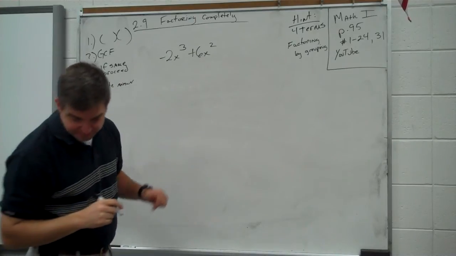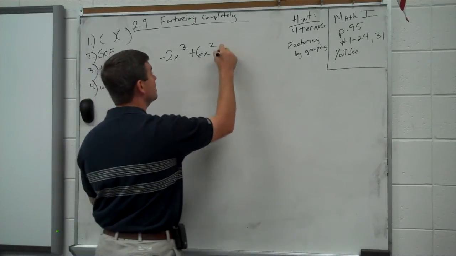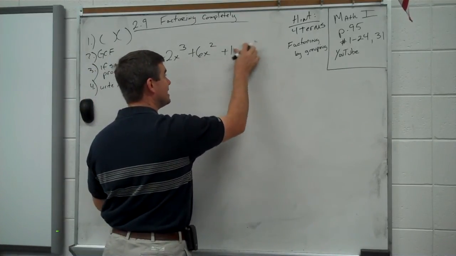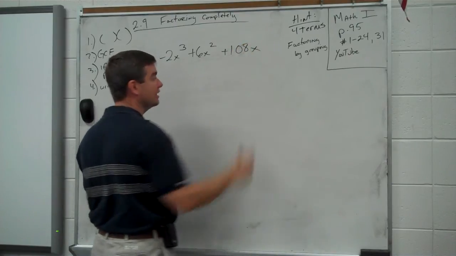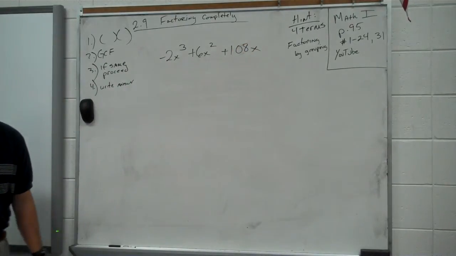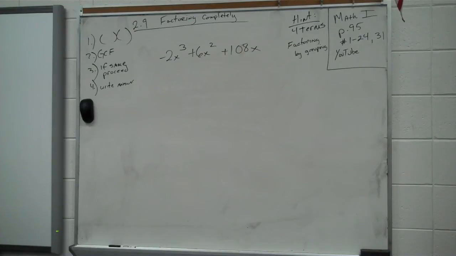Negative 2x cubed plus 6x squared plus 108x. First thing you should notice is what? How many terms? 3 terms. So are we factoring by grouping? No. We don't have 4 terms. So we go back to the steps that we did last week. What's our first step then? Always, first step: GCF. Do we have a GCF? Yes. What is it? 2.